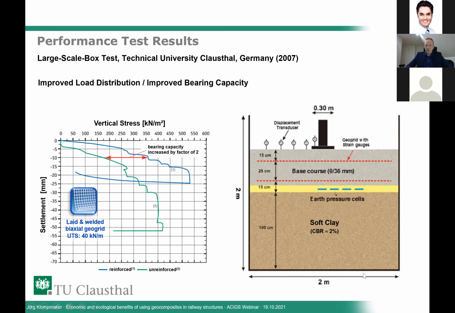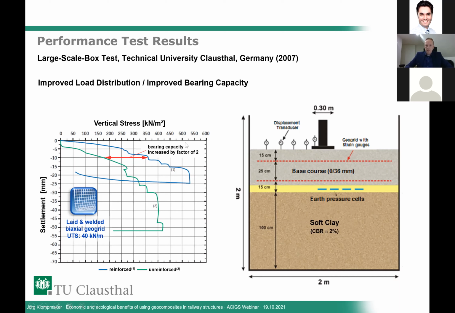We have a large-scale box test with dimensions of 2 meters in width, 2 meters in height, and 2 meters in depth. It was filled with a 1 meter soft clay layer that had a CBR of 2%. On top of that soft clay layer, we have a thin sand layer in which earth pressure cells were placed, starting at the center line of the load application area and then moving sideways. So this is only installed on one side because we have a symmetrical situation here. On top of the sand layer, we have a 40 centimeter thick base course, and on top of the base course, we have a 300 millimeter load plate and a static load actuator.